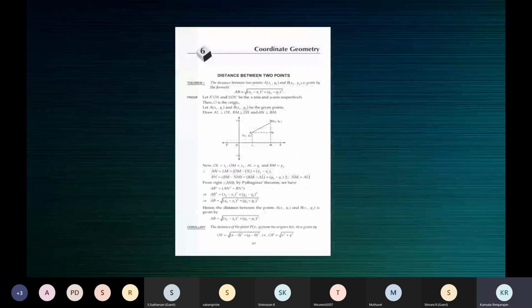We did the derivation. Children must listen to the recording. I've shared the recording. So if you want a repetition of the derivation, please use the recording.